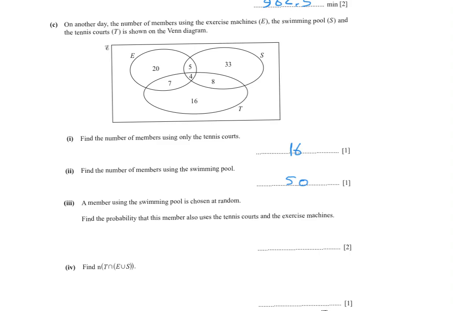Next one, find the number of T intersect E union S. E union S, this region, intersect T: 8, 4, and 7. 8 plus 4 is 12. 12 plus 7 is 19. So the answer is 19.